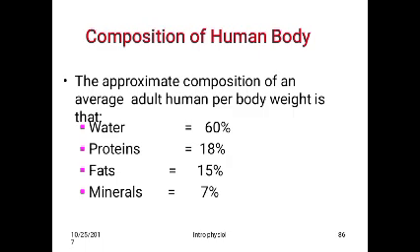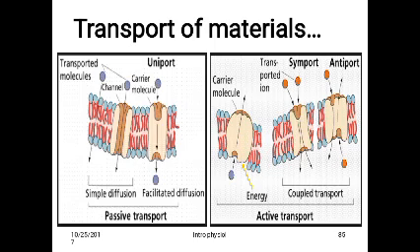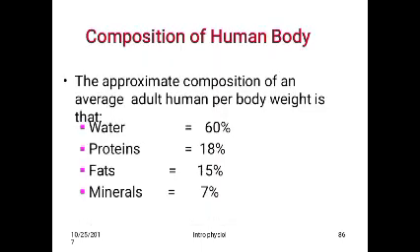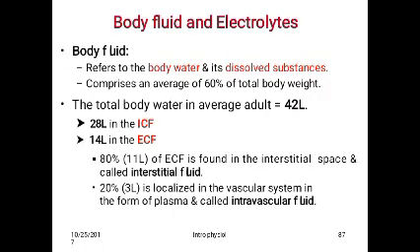Transport in the human body. The transport of materials in diagrams looks like this. Composition of the human body. The approximate composition of an average adult human by body weight is: water 60%, proteins 18%, fats 15%, minerals 7%.